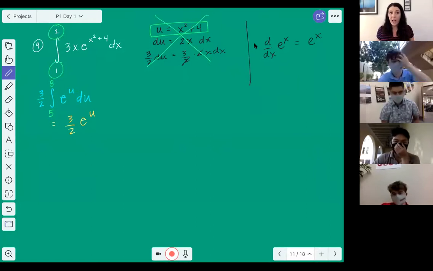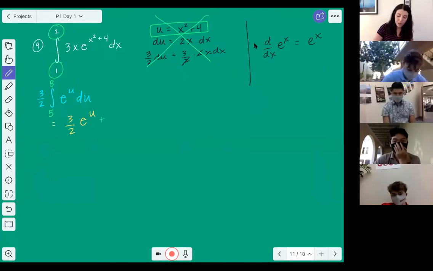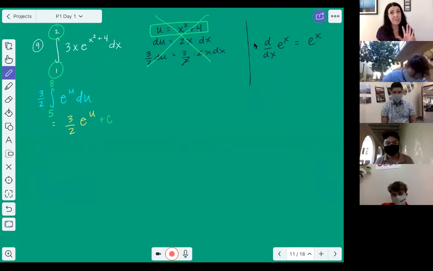Okay. And now we're going to actually go ahead and take the antiderivative, which we did. We got 3/2 e to the U. Remember, you're welcome to include the plus C. But since it's bounded, the C's are going to cancel out. So if you forget your plus C on a bounded integral, it's actually not a problem. It's okay. If it's unbounded, you have to have plus C. It's not wrong to include it. So if it's easier for you to remember just to include it every time, go for it.